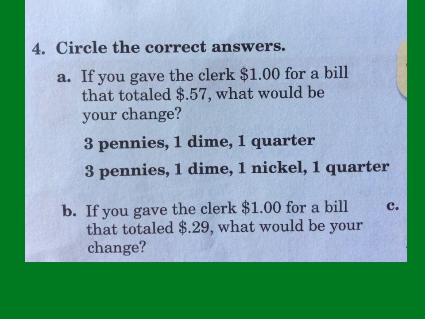Well, let's do the work first. $1 minus 57. You have to borrow. Borrow from your 1, this becomes a 10. Borrow from your 10, it becomes a 9, and this becomes a 10. Okay, now, 10 minus 7 gives us 3, and 9 minus 5 gives us 4. So the change is 43 cents, but we've got to figure out which one of these below is 43 cents.